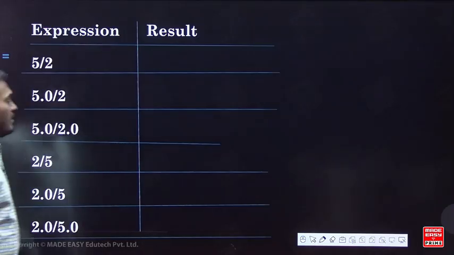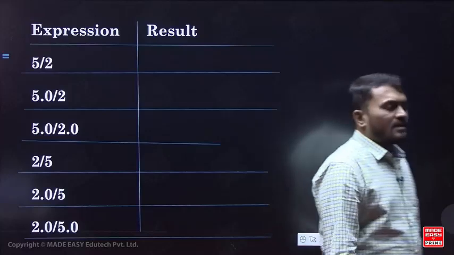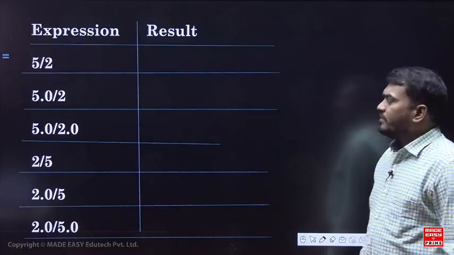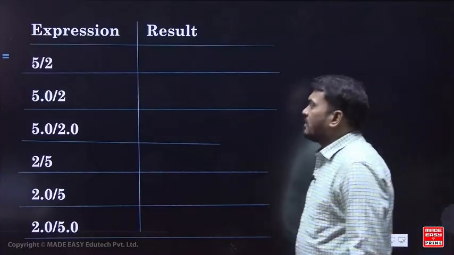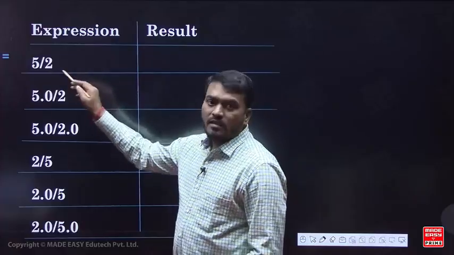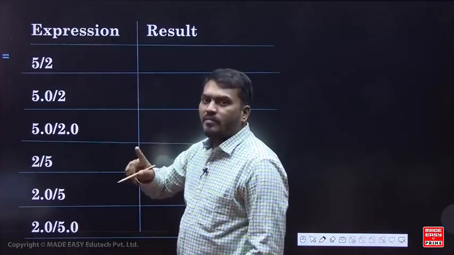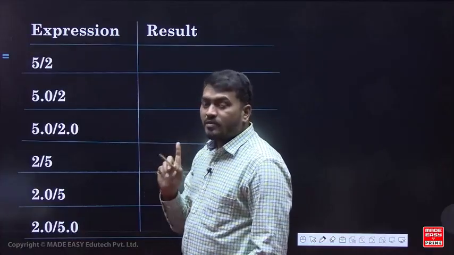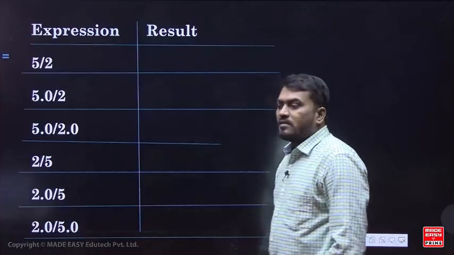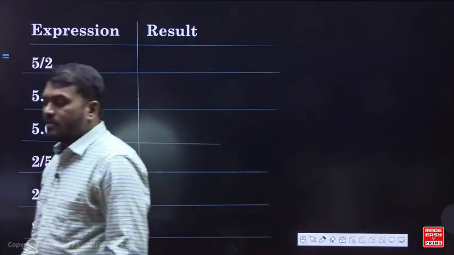Just fill this table. Copy fast, jaldi jaldi copy kar lo. 5 divided by 2, what is the answer according to C language compiler? We are not studying with respect to mathematics. We are asking with respect to C language.